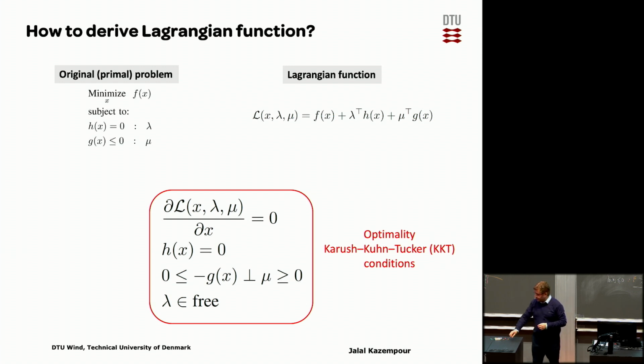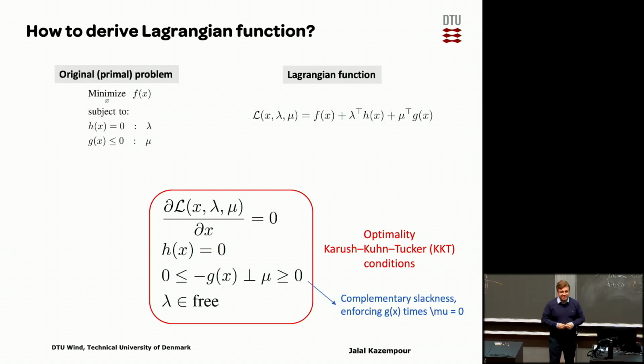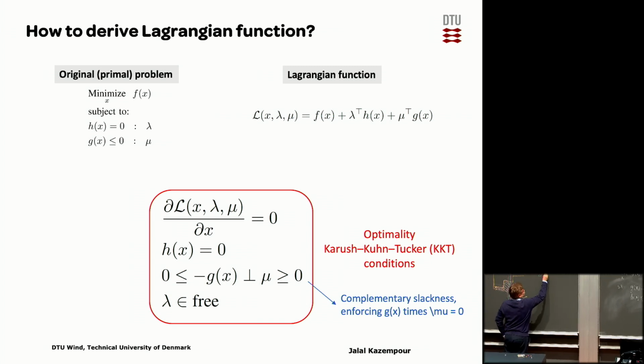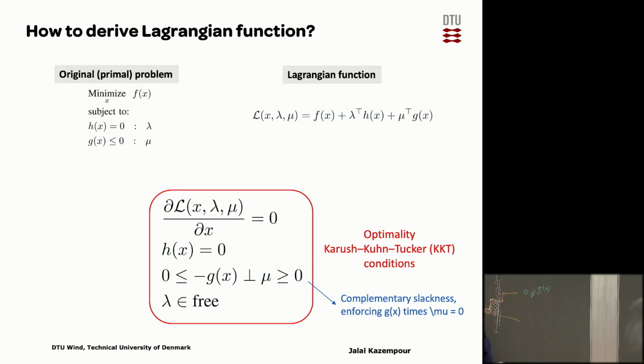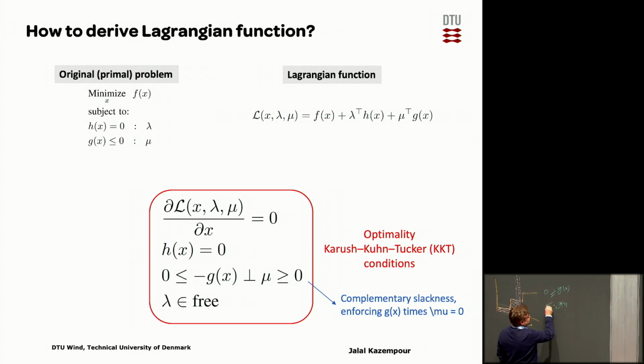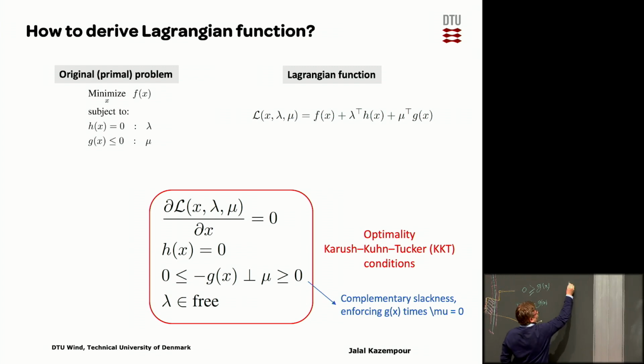Now let's talk about the third one that we call complementary slackness. When we say that g of x is less than or equal to 0, it's the same as saying minus g of x is greater than or equal to 0, they're equivalent, right? Then remember we said mu is non-negative. We also have it here.